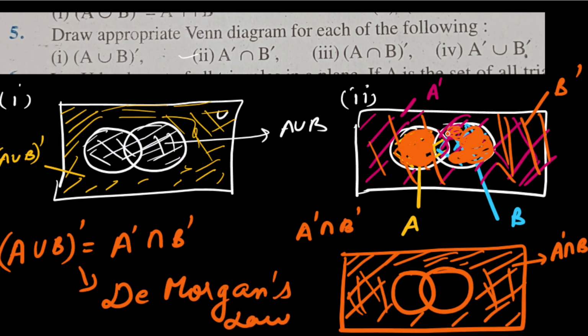Okay, so I hope you have understood. See, this part is not coming in common. So that's why when I'm considering A complement intersection with B complement, only this outer part is coming in both. Okay, so let's do the third part. See, the third part is A intersection B's complement.